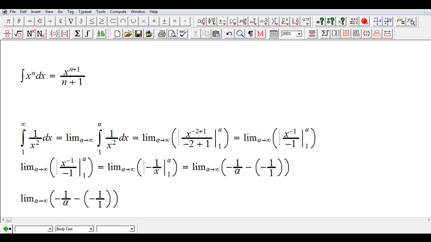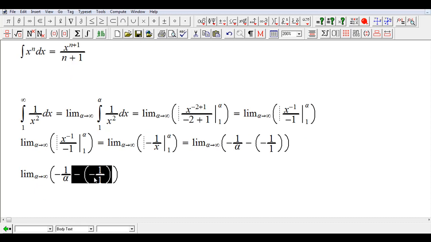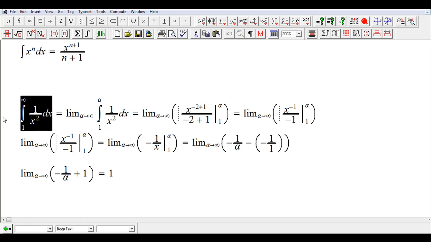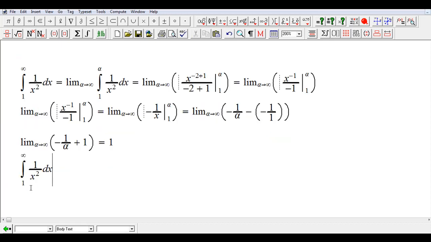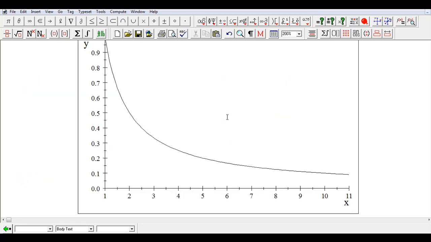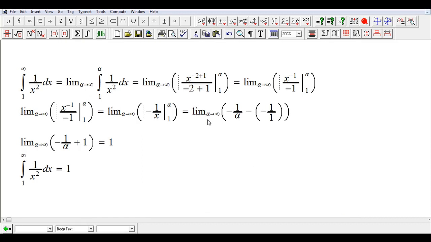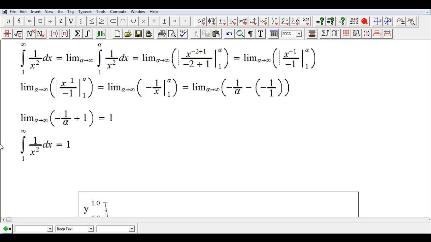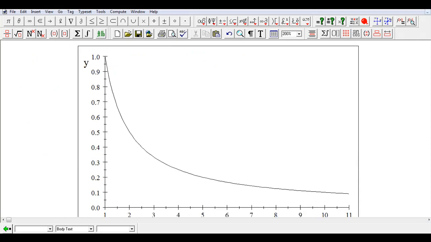So what we get is this whole thing is 1. As alpha goes to infinity, this guy goes to 0, so I get 0 plus 1, that is 1. So this whole thing is 1. Remember, we said that because it never touches 0, let's compare it with the other one. See, in this case, look here.